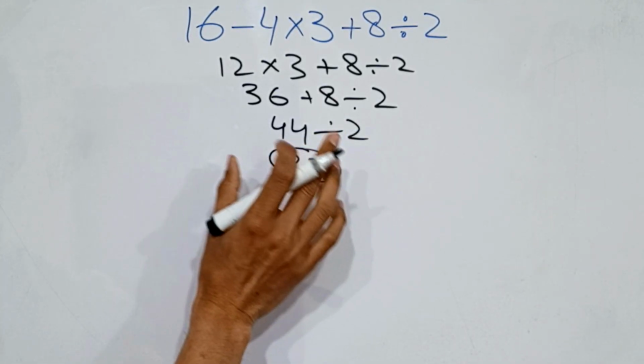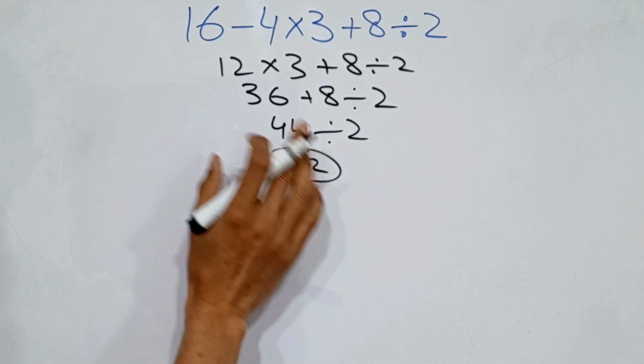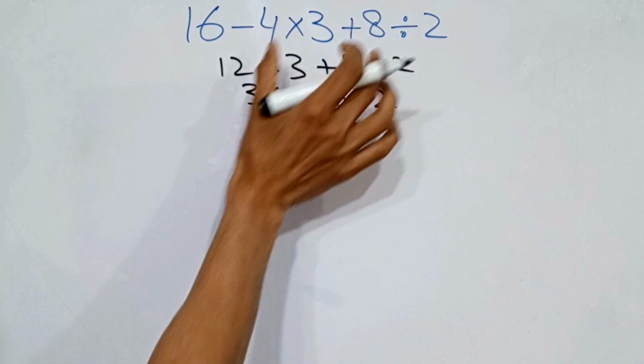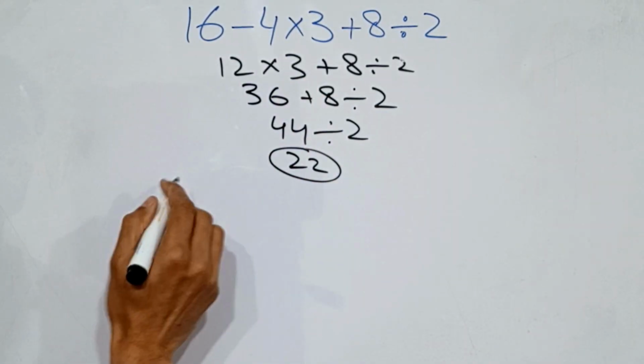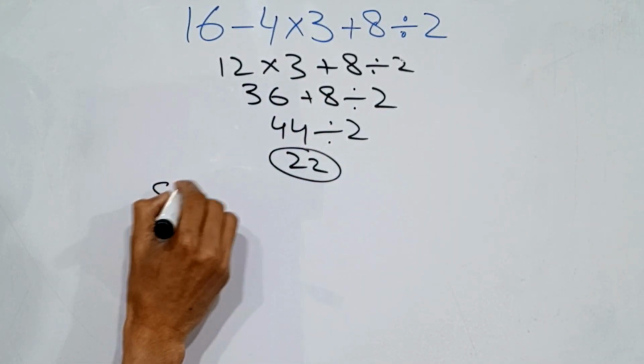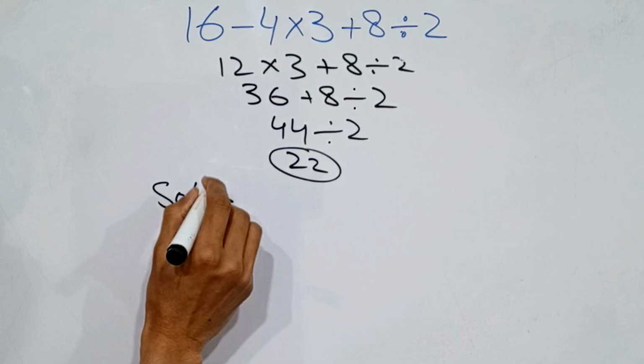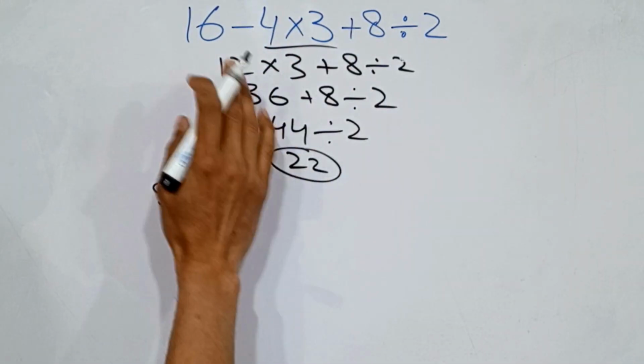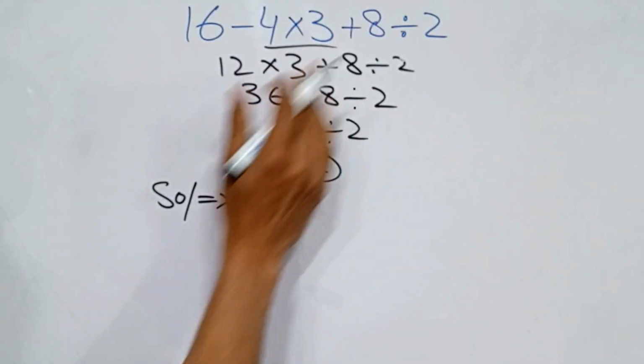This is wrong. Why is it wrong? Multiplication and division must be done before subtraction and addition, right? Now let's solve it correctly. Multiply first, right? Multiplication and division from left to right.